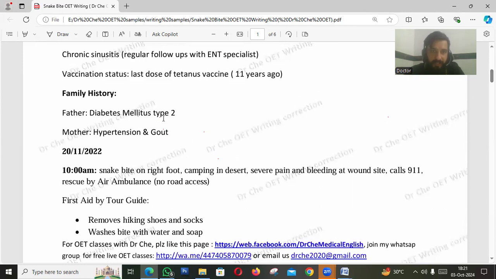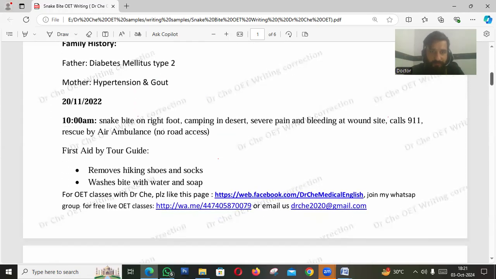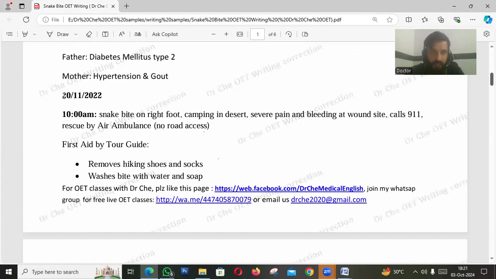Family: father is diabetic, mother is hypertensive and has gout, and then the main issue of this patient starts. On this date, 10th of 11, 2020, this is the real date when I wrote this letter. These case notes are from 2022, so almost 2 years ago. So I wrote these case notes.